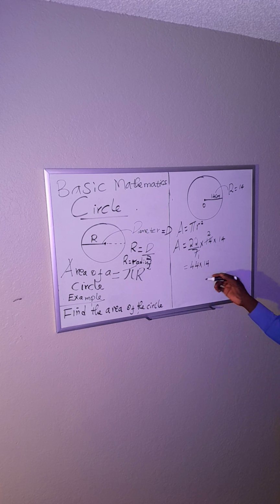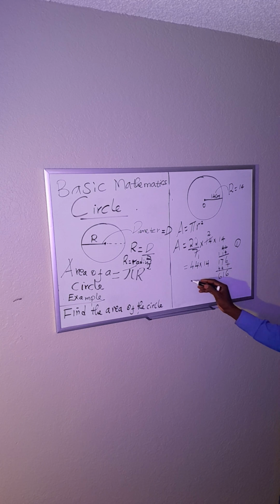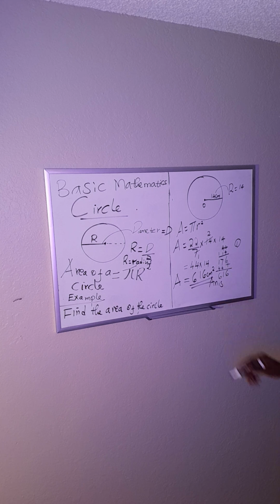The easiest way to do this, if you don't have a calculator, for the students who are in primary, write it like this, then you multiply. 4 times 4, 16, I carry 1. 4 times 4, 16. 16 plus 1, 17. Then finally 1 times 4 is 4. I add everything. I'll get 6. 7 plus 4 is 11, carry 1. 1 plus 1 is 2. 2 plus 4 is 6. Therefore, the area of the above circle is 616 square centimeters. And this becomes our solution.